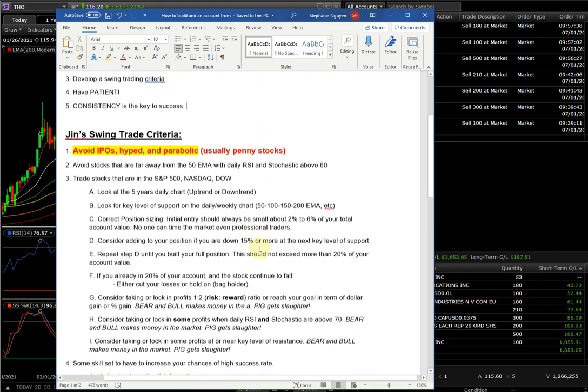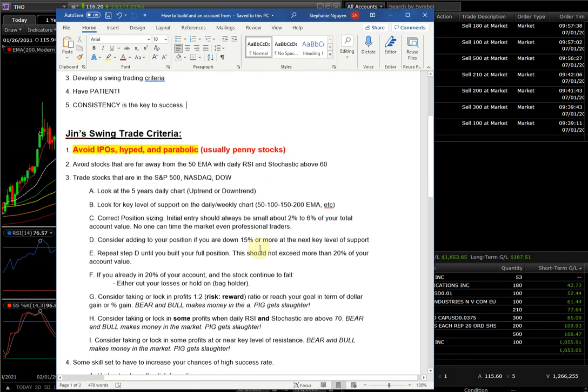If you do go more than that, you're going to depend on that stock to go up, and you don't want to put yourself in that situation. It's going to be pretty bad, you know.